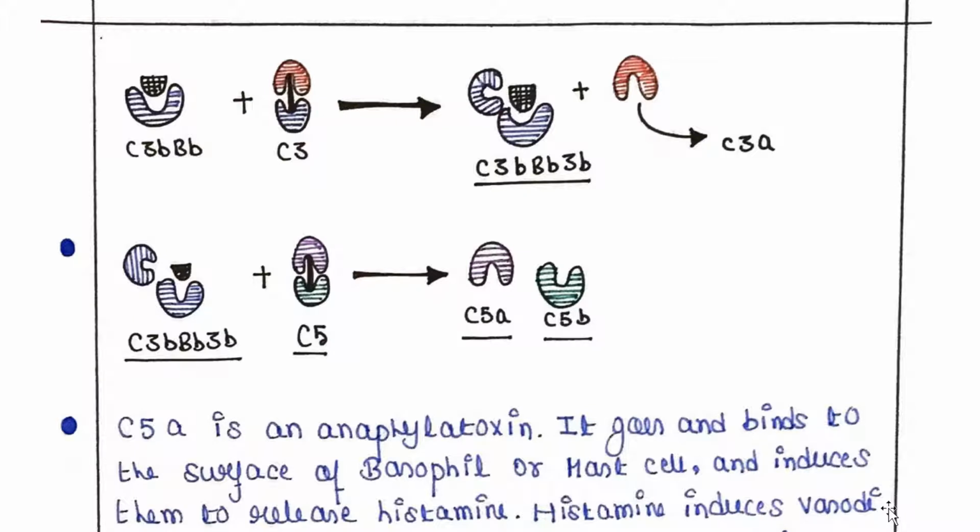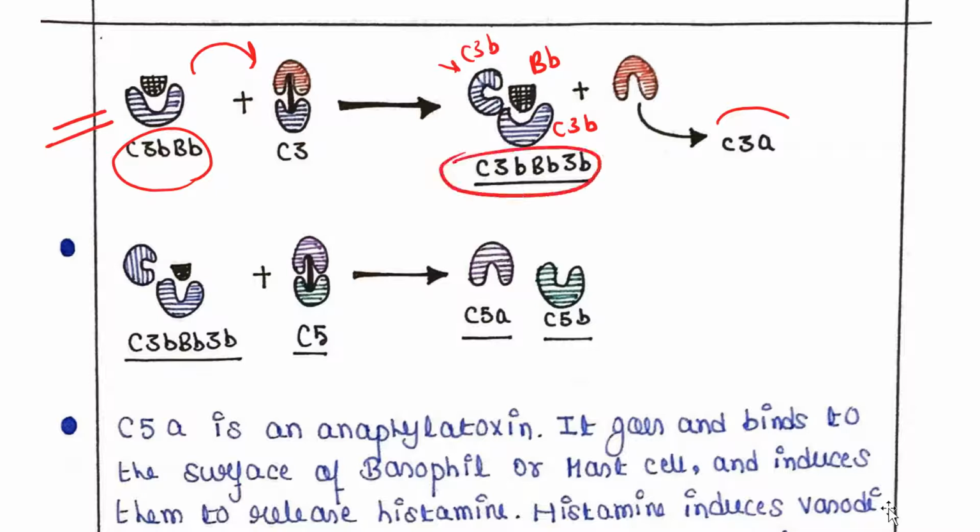So C3b-BB was formed and it cleaves C3. C3 is cleaved by this complex into two fragments, C3a and C3b. This C3a is released and the C3b is attached to this. So this part is C3b, this is BB, and this is one more C3b.